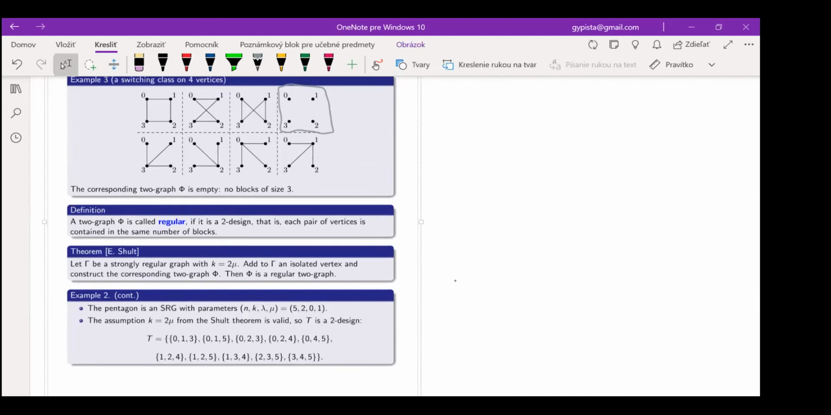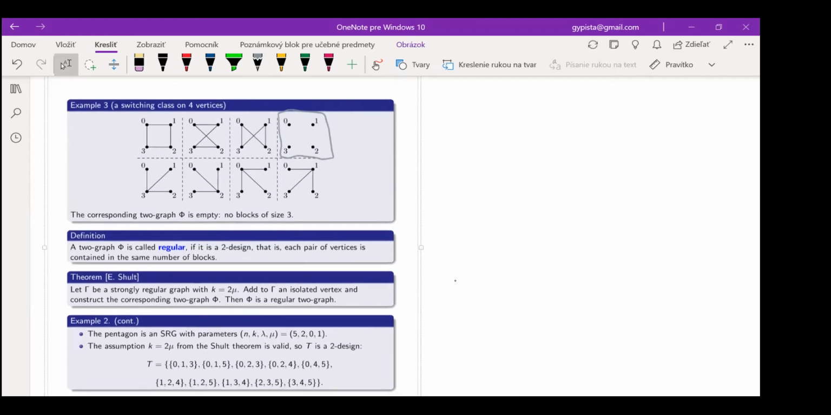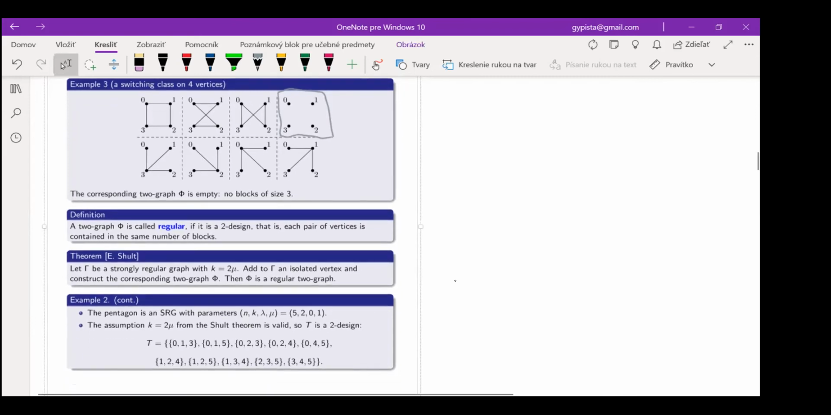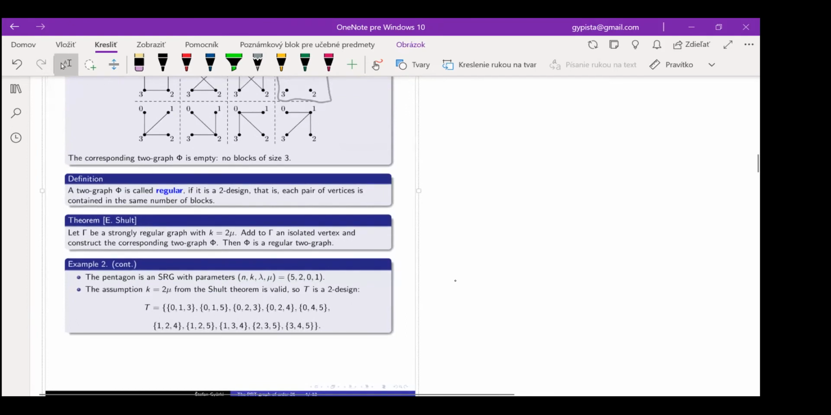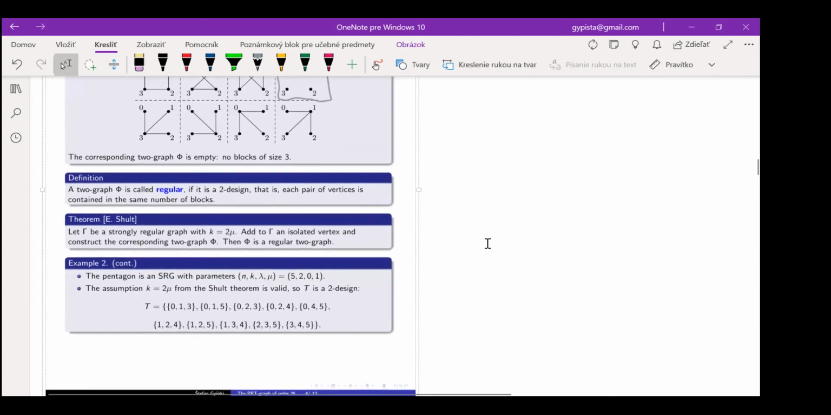And we call a two-graph regular if it forms a two-design. That is, each pair of vertices appears in the same number of blocks. And this is how things are related to combinatorial design. So again, we find a bridge joining graphs with combinatorial designs.